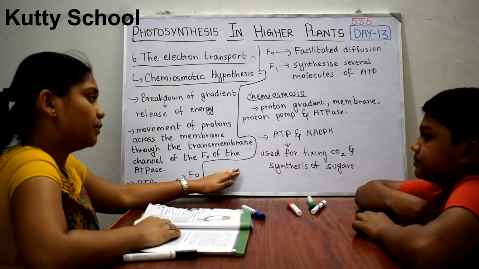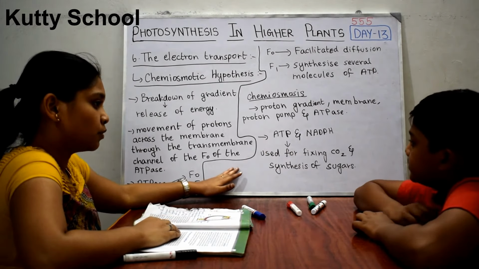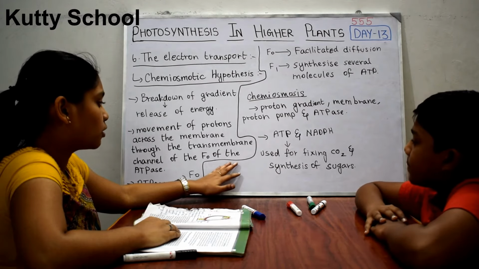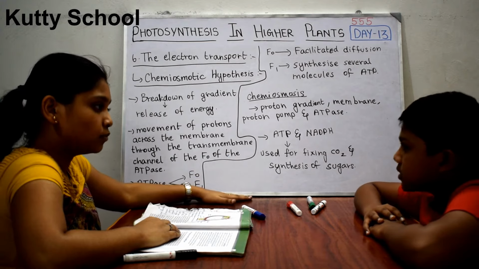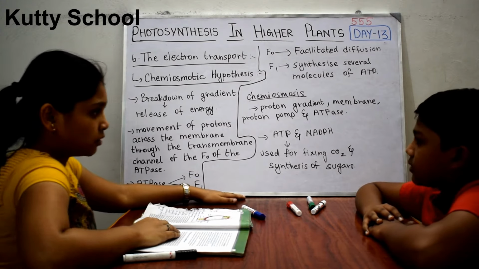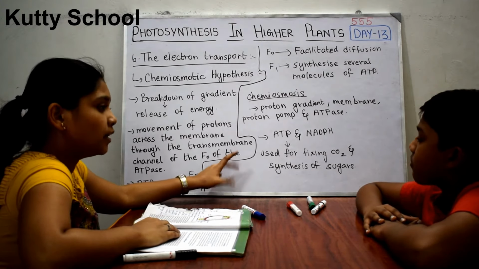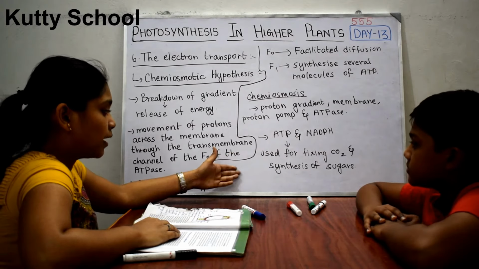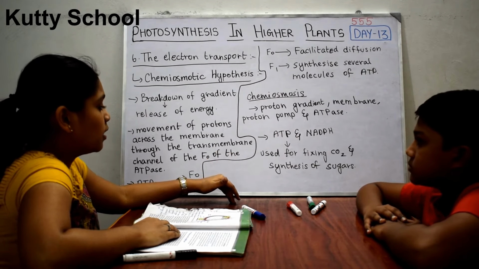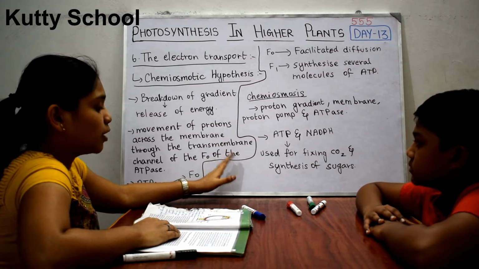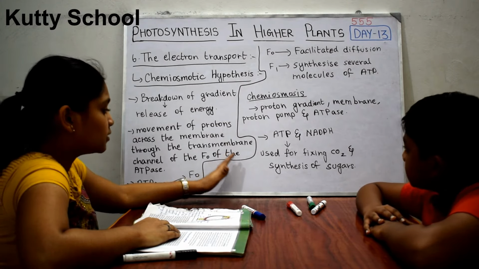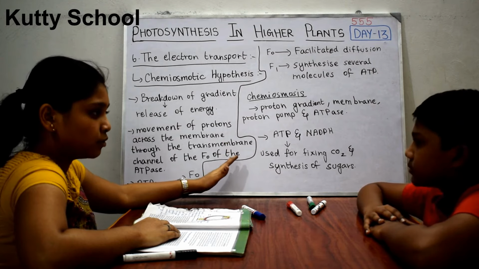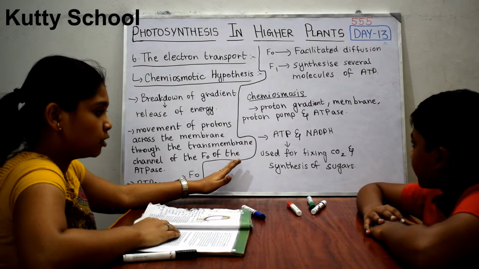Protons actually accumulate inside the lumen of the thylakoid. So the concentration of protons is higher in the lumen than in the stroma. This concentration, high here and low in the stroma, creates a proton gradient. With this gradient, high energy ATP bonds are produced.